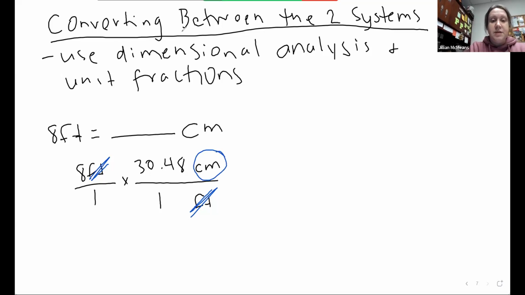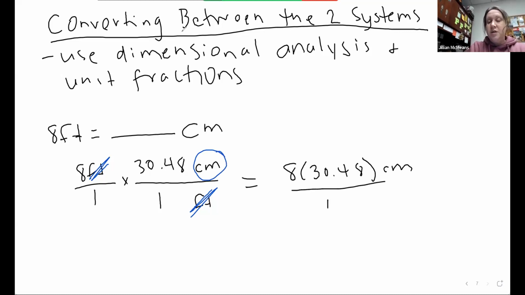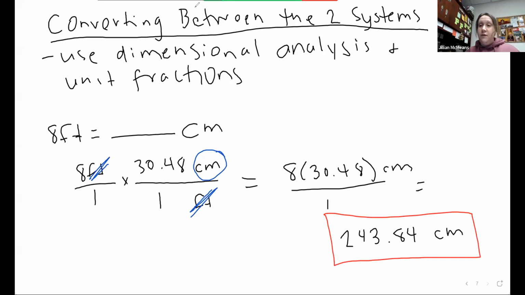Okay, so let's clean things up a little bit. My numerator is now 8 times 30.48 centimeters. My denominator is just 1. And when we divide by 1, nothing really happens, so it's not really useful to us. As long as you show me this setup, I'm fine with you doing the multiplication on your calculator. So 8 times 30.48 is 243.84 centimeters. And that is your final answer. So if we have 8 feet, that's equivalent to 243.84 centimeters. Okay, let's try a couple more.